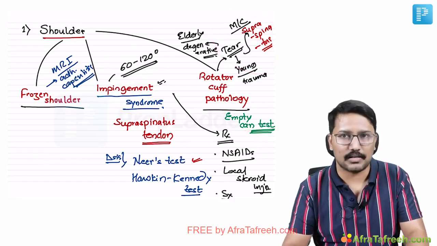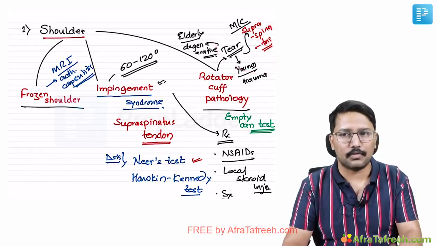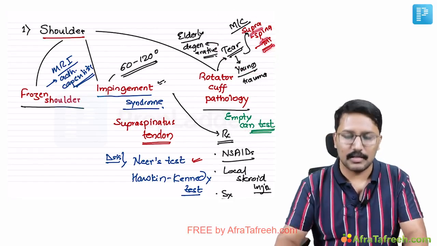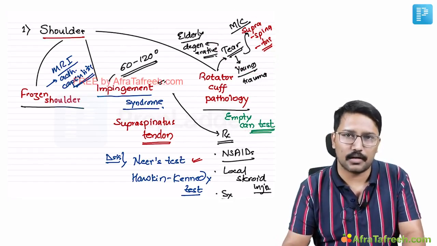MCQ wise, they might ask this. The empty can test is used for which? That is for the integrity of the supraspinatus tendon and for a suspected case of rotator cuff tear.